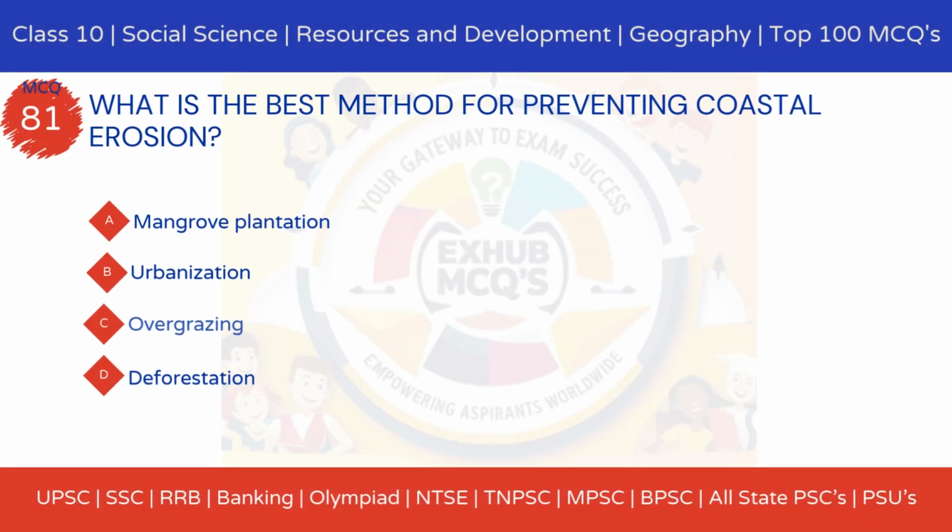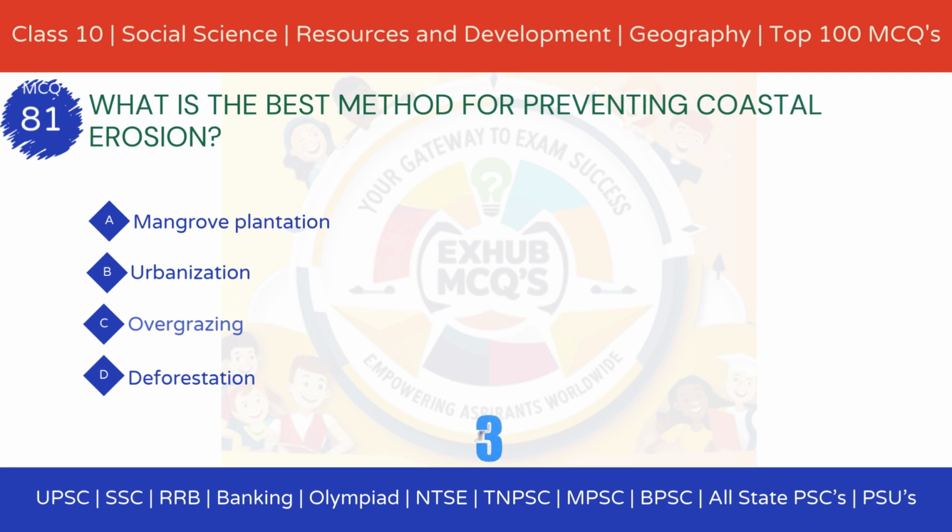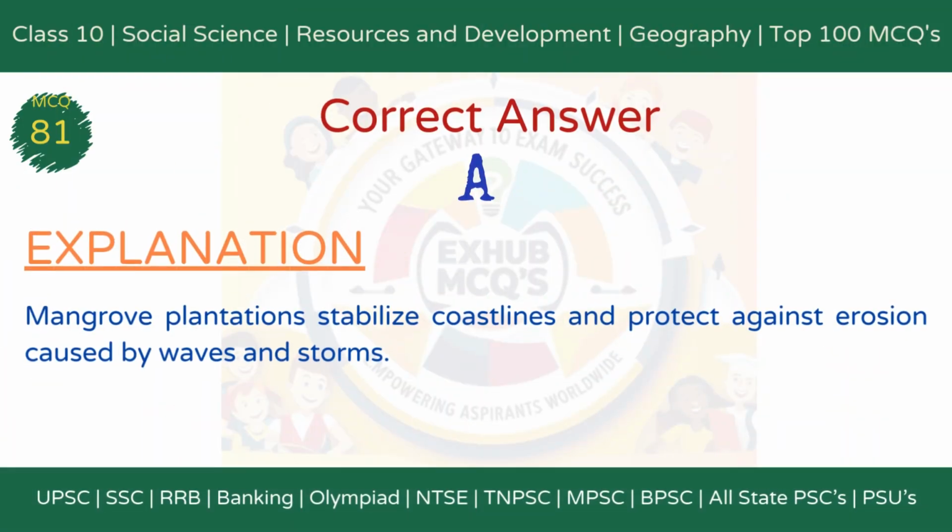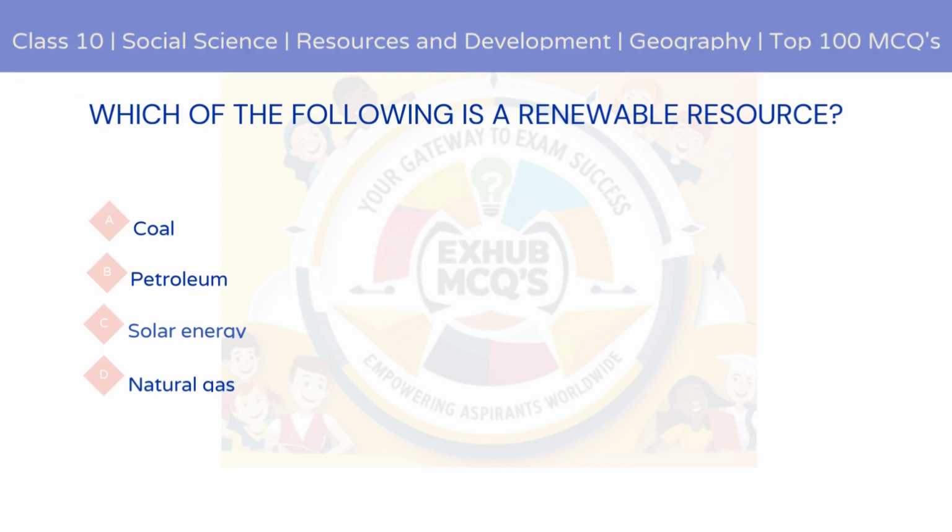MCQ 81. What is the best method for preventing coastal erosion? Option A, mangrove plantation. Option B, urbanization. Option C, overgrazing. Option D, deforestation. The correct answer is option A, mangrove plantation. Explanation: mangrove plantations stabilize coastlines and protect against erosion caused by waves and storms.